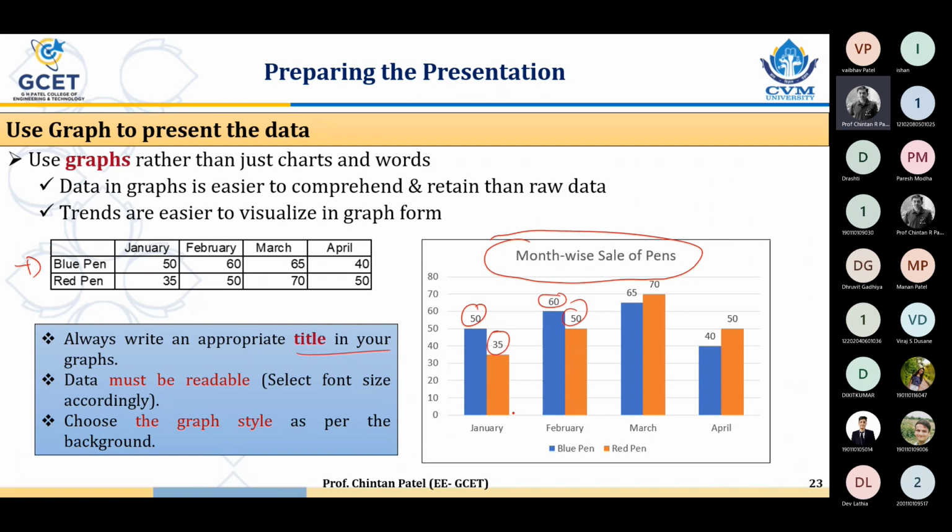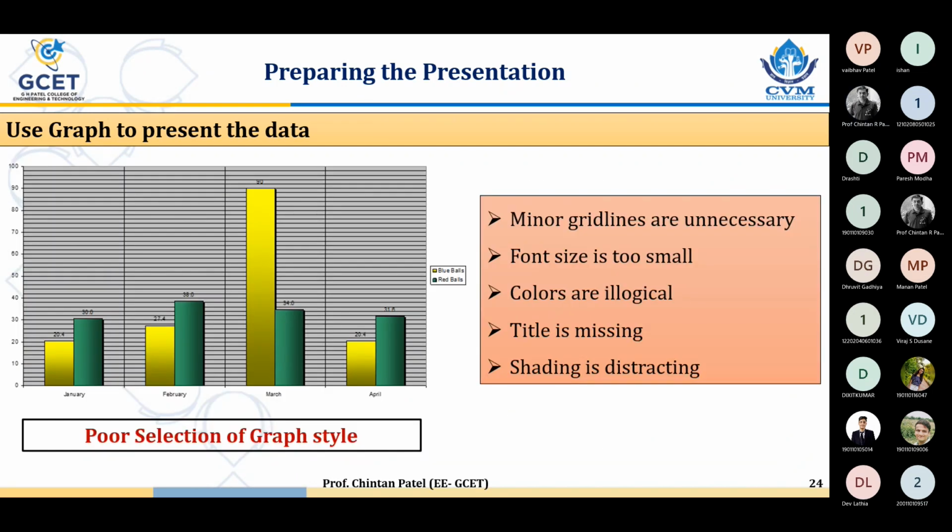This is how you can use the graph or chart. Here also a graph or chart is used, but this is a poor selection of graph style. Why poor? Because the background is white and the minor grid lines are unnecessary. These horizontal grid lines are not required at all here.